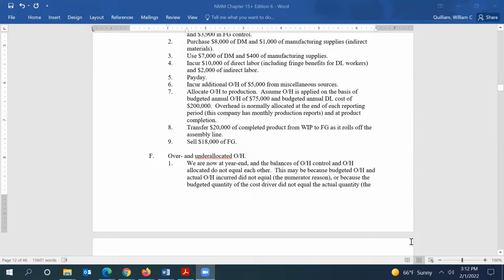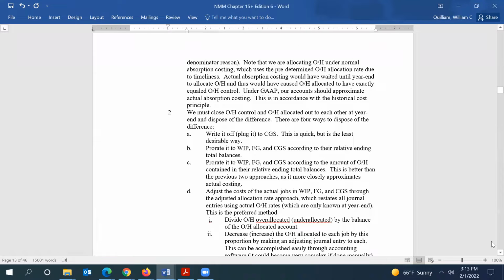Well, this may be because budget overhead and actual overhead incurred did not equal. The numerator reason, because that's where we had those numbers as we figured out the overhead allocation rate, or because the budgeted quantity of the cost driver did not equal the actual quantity, which in this case is going to be the denominator reason, because those will be the figures we have in the denominator of the overhead allocation rate.